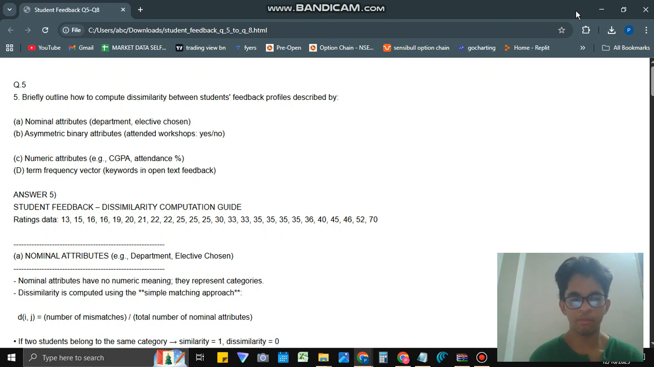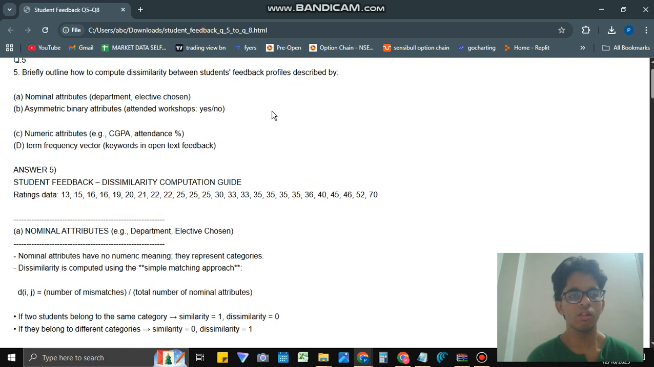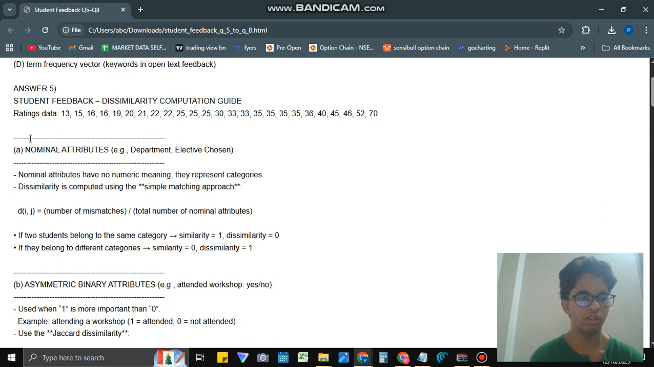So let's begin with part B of the first internal test, which is similarity and dissimilarity in feedback. First, the fifth question. The fifth question is asking us to outline and compute the dissimilarity between student feedback profiles by these four methods. First, we will have the nominal attributes.